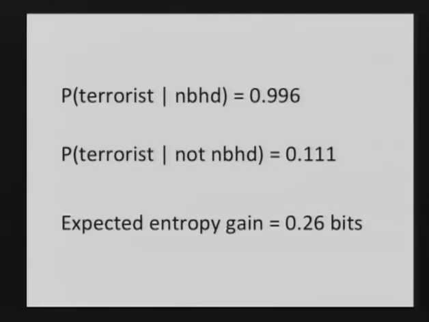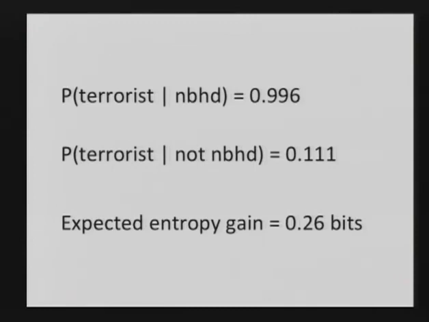Now we get something different. If we do that, then the probability that Bob is a terrorist, given that he's in the near neighborhood of the bad guy, is 99.6%. That's enough to send an FBI van out to Bob's house. On the other hand, the probability that he's a terrorist, given that he's not in the neighborhood, is now 11.1%. So we went from 20% down to 11.1%. That's not enough, really, to rule out the possibility that Bob's a terrorist. It's useful, but it's not everything. The expected entropy gain is now about 0.26 bits, which is substantially more.